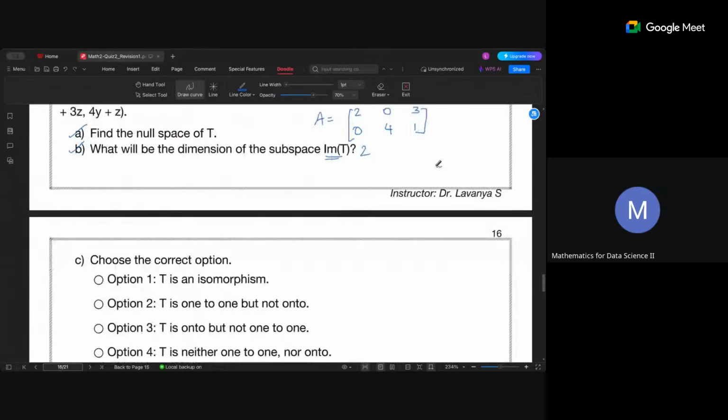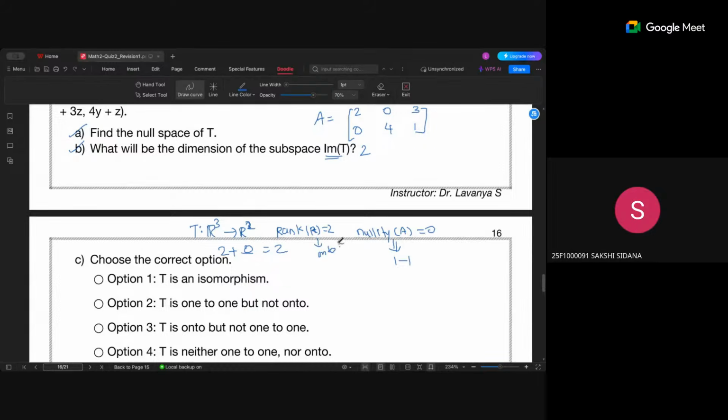But when the rank is 2 and you have T from R3 to R2, what can you say from this? If rank is 2, what do you say about nullity? Zero. Nullity is 0, right? Because 2 plus 0 is 2. So if nullity is 0, you know it is 1 to 1. If rank is 2, then what? Onto.